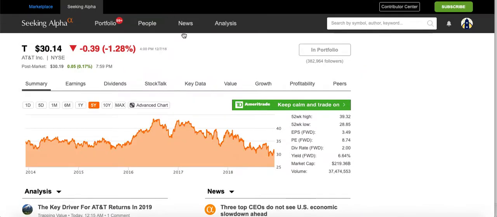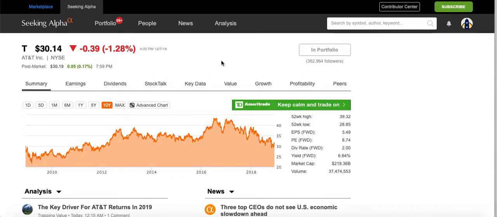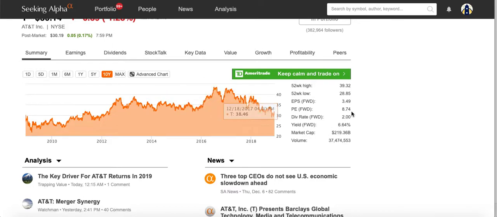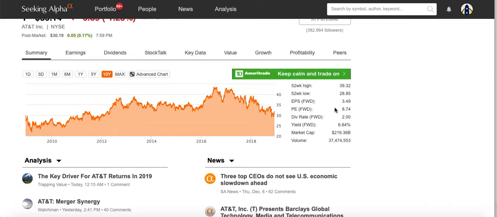Let's contrast this with AT&T. Another long-standing, great company, another company I have in my portfolio. Look at the PE ratio here, 8. Much lower. Again, Amazon, 80 PE. Look at the stock chart. Unbelievable. Look at this PE, 8.